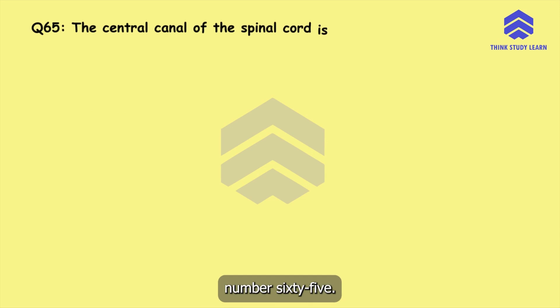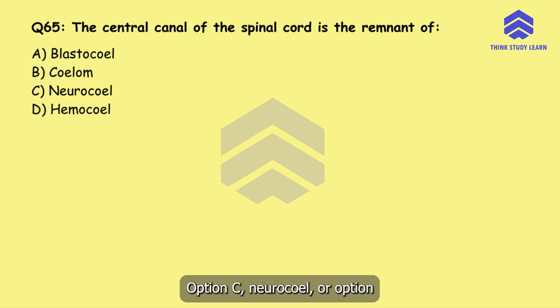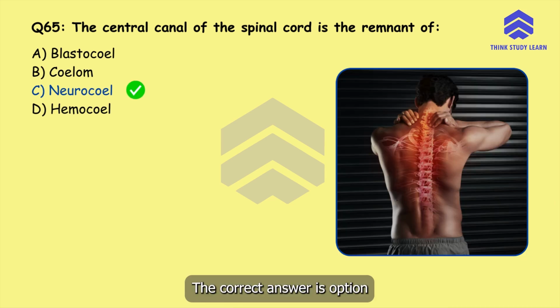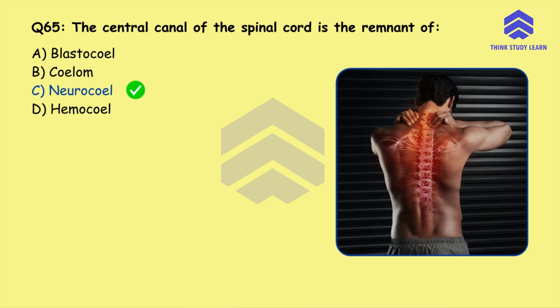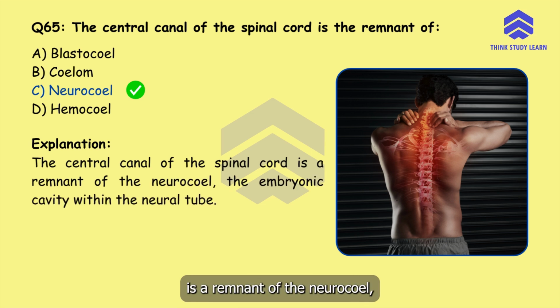Question number 65. The central canal of the spinal cord is the remnant of option A, blastocele, option B, coelom, option C, neurocele, or option D, hemocele. The correct answer is option C, neurocele. The central canal of the spinal cord is a remnant of the neurocele, the embryonic cavity within the neural tube.